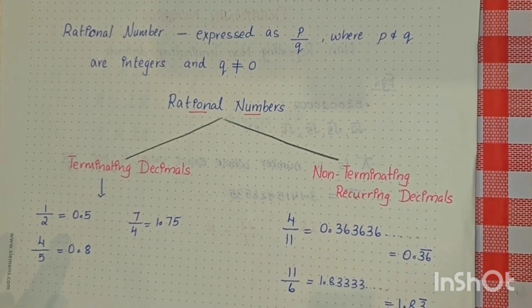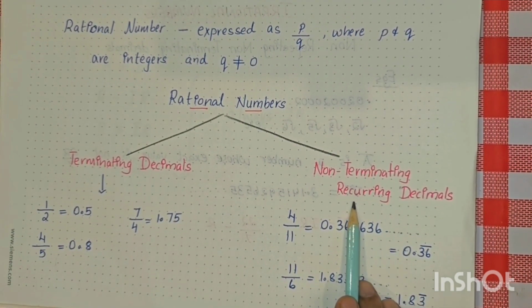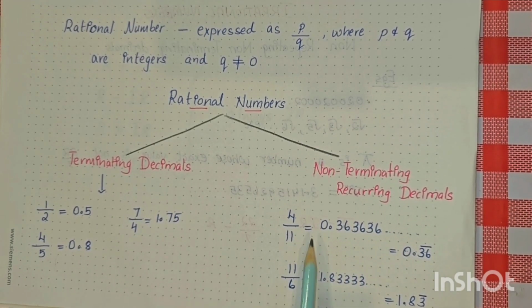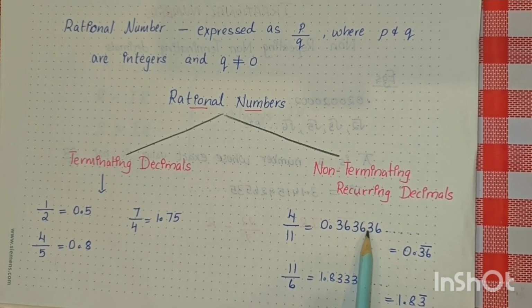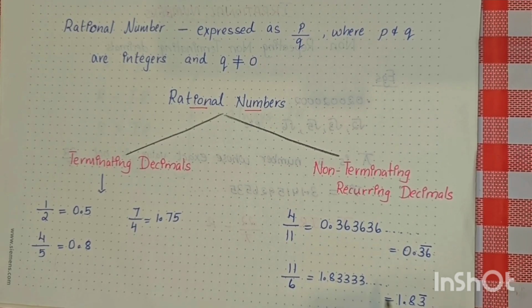And another type is non-terminating but recurring decimals. For example, 4 by 11, if you divide, 36 will repeat continuously. So you can write this as 0.36 with a bar on the top of 36. That means 36 is getting repeated continuously. 11 by 6 is 1.8333, so you put a bar on the top of 3. So these are also rational numbers.